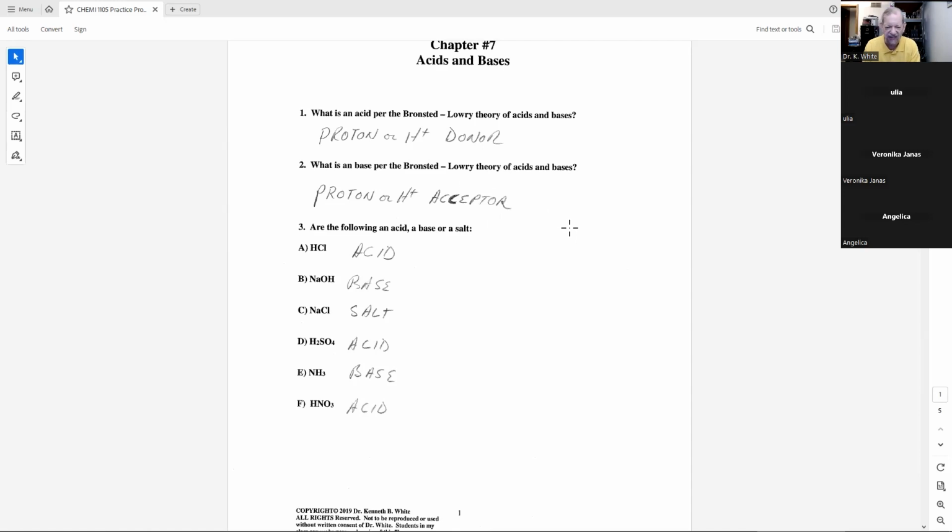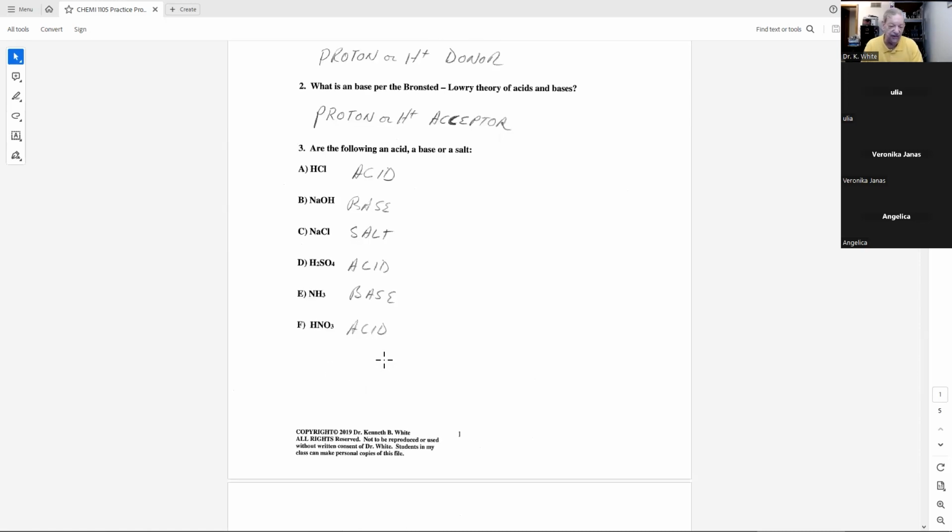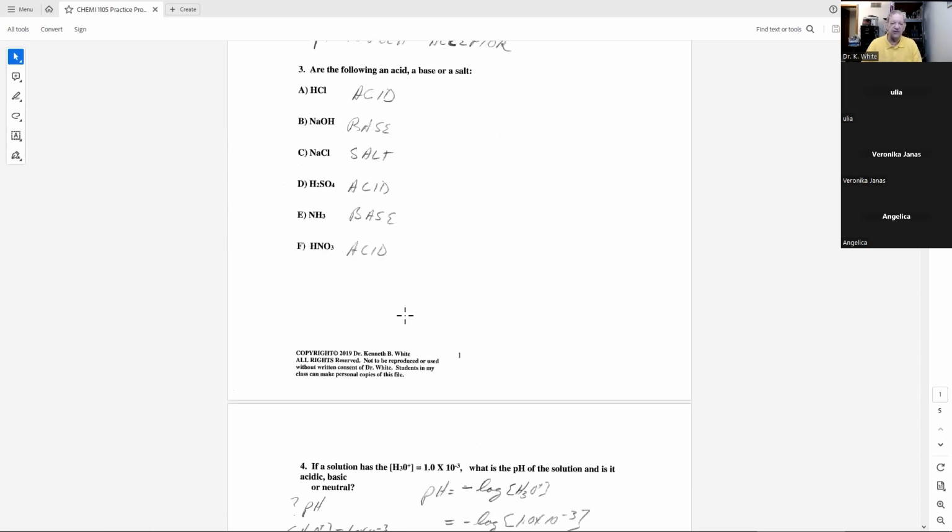Now, you should be able, based on a formula, to identify a number of acids and bases. Which of the following are acid, base, or I also threw in, to make it interesting, a salt. And HCl is a proton donor, hydrochloric acid. NaOH, sodium hydroxide, proton acceptor, it's a base. Sodium chloride, it's salt. And H2SO4, it's an acid. Second to finally, ammonia, NH3, it's a proton acceptor, a base. And nitric acid, HNO3, I just gave it away, is an acid because it's a proton donor. You should know how to do this.